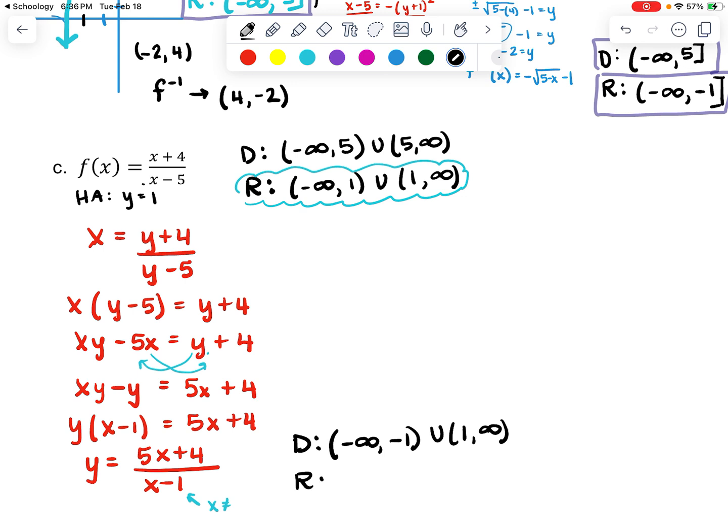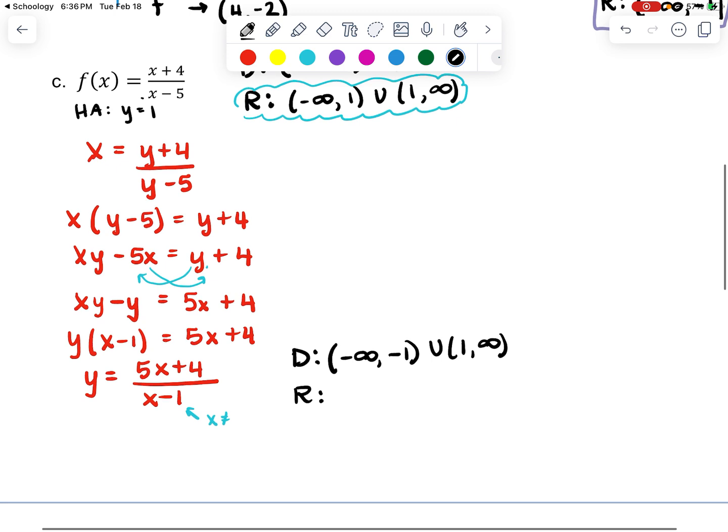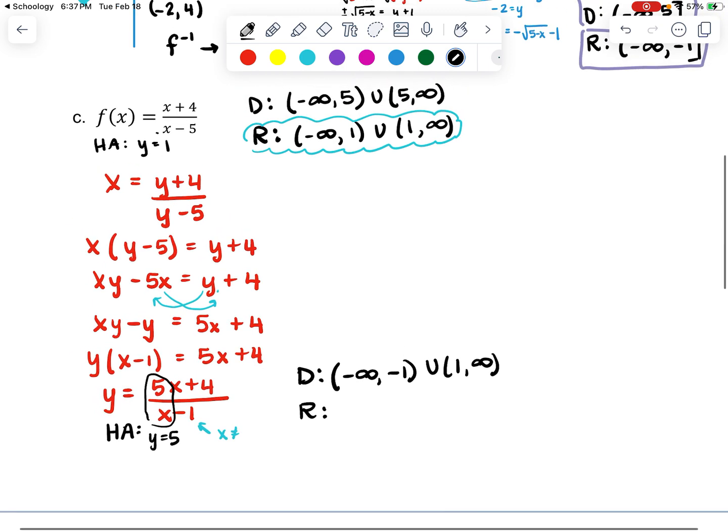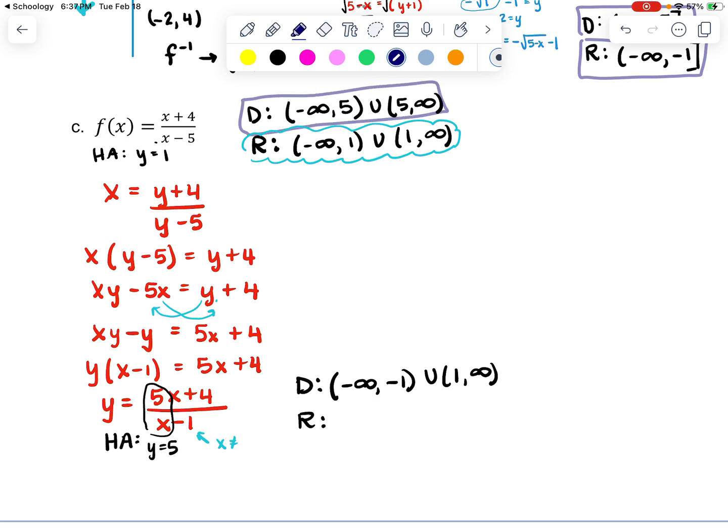And my range here, again, I'm looking at my end behavior for my horizontal asymptote. And horizontal asymptote is going to be y equals 5. So that range will skip over, or will have everything except for that 5. And again, look up here. This is your domain. It now becomes the range. I'm skipping over 5. So I've got negative infinity up to 5, union 5 to infinity.